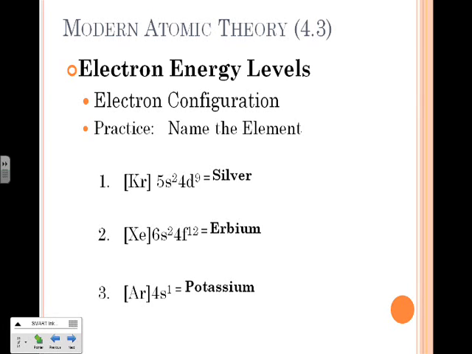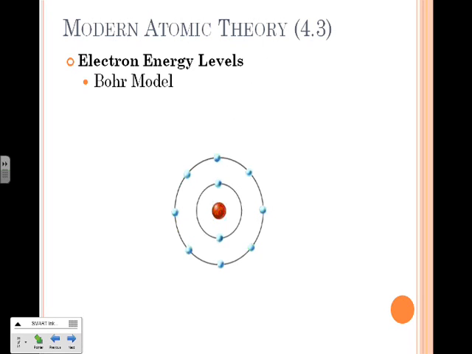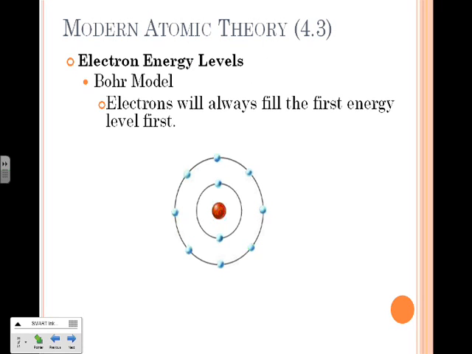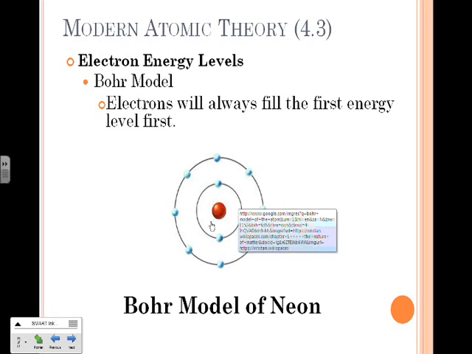Now, we have 2 more things we're going to talk about very quickly, and then we're going to practice it in class. There are 2 models that show electrons for elements. One is called the Bohr model, which you see here in front of you. And you need to remember with the Bohr model, electrons will always fill the first energy level. So this is actually neon. And neon has 10 electrons. So we draw the first energy level, as you see here.